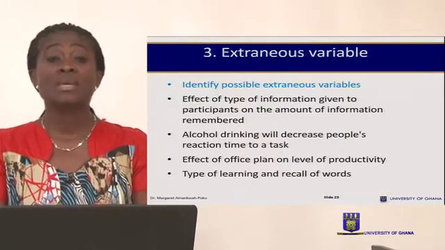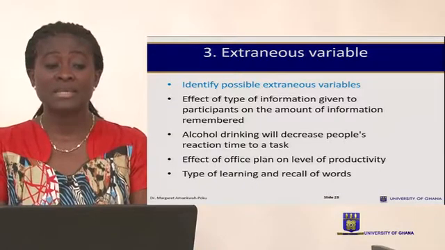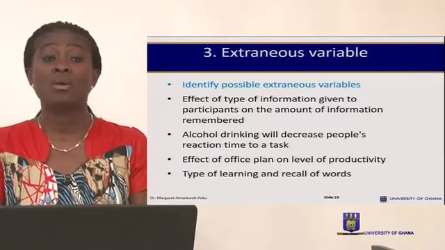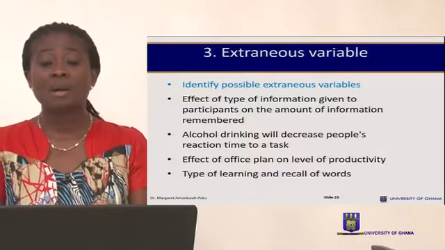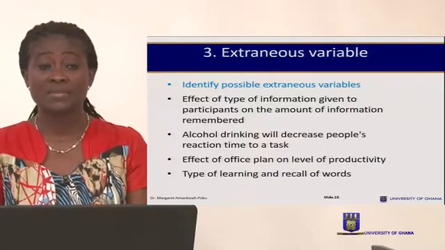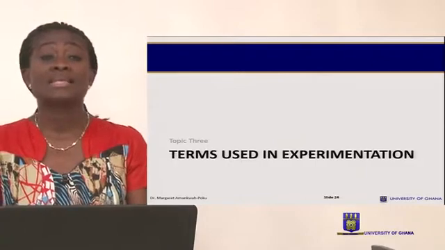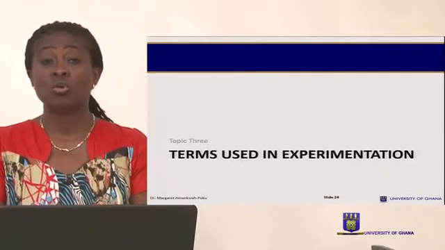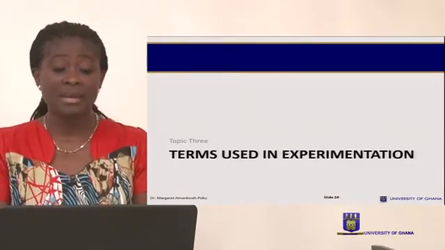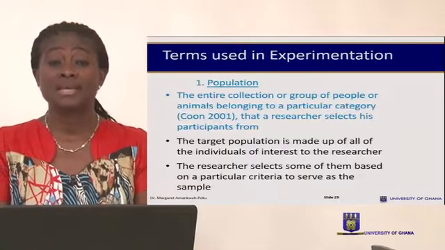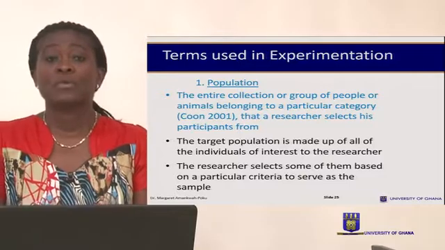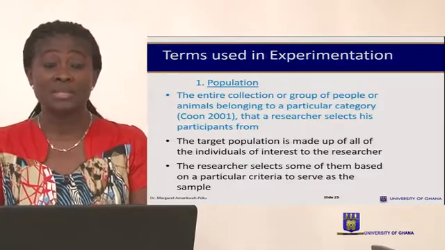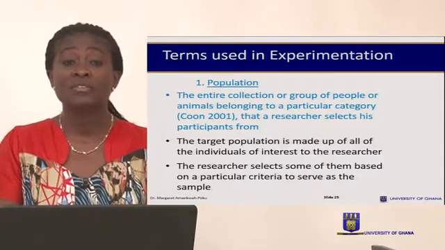So these are the 3 main variables in experimentation that as a researcher or a psychologist you should pay attention to. Now let me talk about terms that are used in experimentation. So again, these are terms that you come across ever so often, so you need to familiarize yourself with these terms. The first is population. So I'm sure you know what a population is. I'm sure you've done it in your previous years.